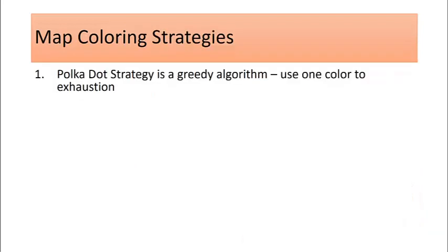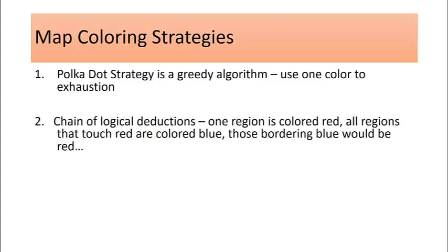Now, there are two basic strategies one might use. One is called the polka dot strategy. It's a greedy algorithm. You use one color to exhaustion, and then go back and try color number two, and so on and so forth. Our second option is a chain of logical deductions.